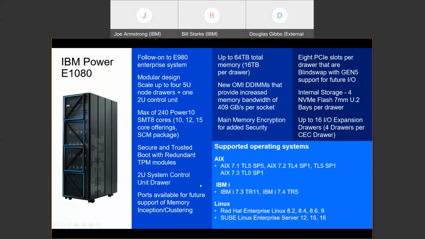So I'm going to flip past this, and I put it in here so that as you download these charts and you want something to show to your management or something, this is a good one-pager that shows the offering.